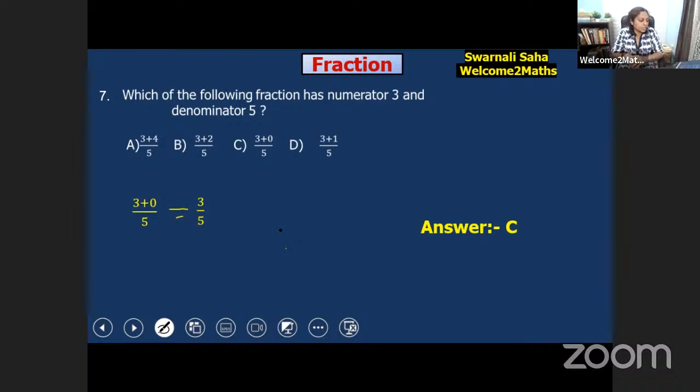Okay, so answer C is the right one. 3 plus 0 by 5. Okay, very good. Answer C is the right one. So now let's move on.